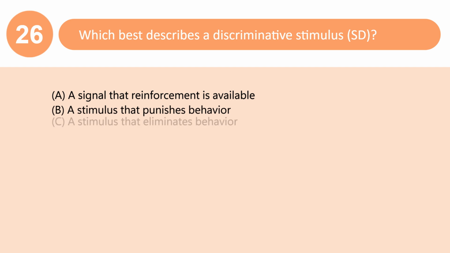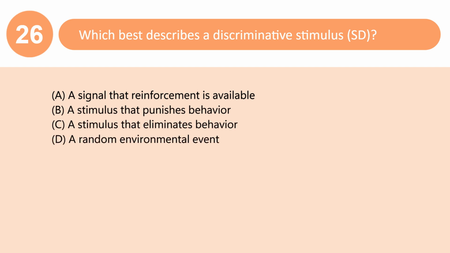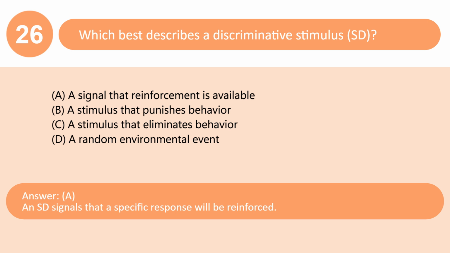Which best describes a discriminative stimulus, SD? A. A signal that reinforcement is available. B. A stimulus that punishes behavior. C. A stimulus that eliminates behavior. D. A random environmental event. Answer A. An SD signals that a specific response will be reinforced.